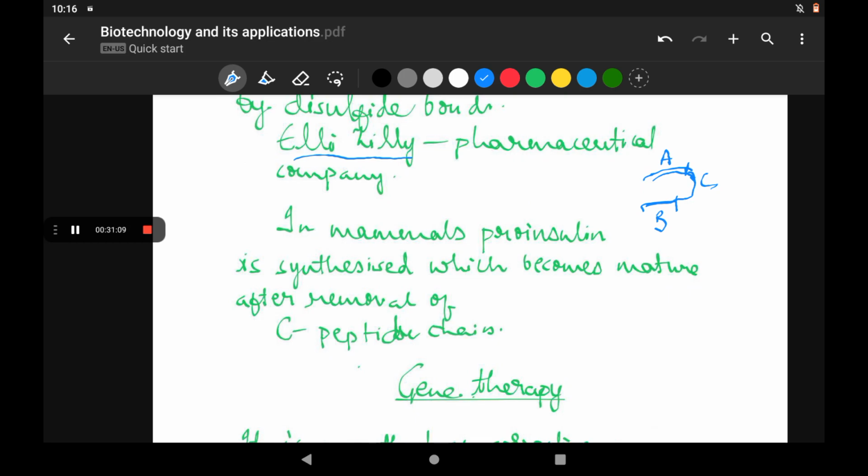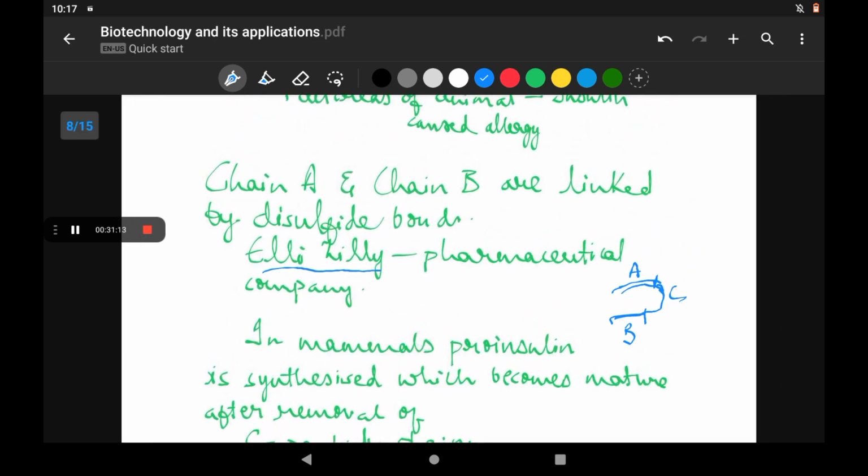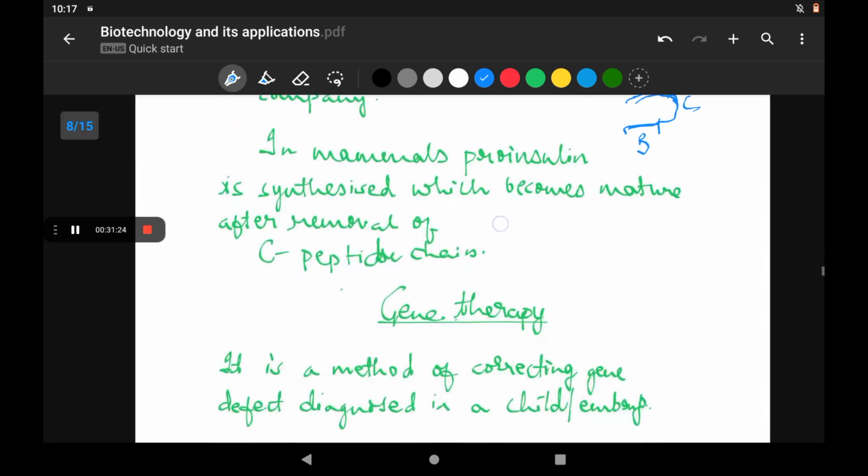But in the American pharmaceutical company Eli Lilly, what they did was synthesize chain A and chain B separately using this recombinant DNA technology. So two cultures were done separately, and later they were linked by disulfide bonds.